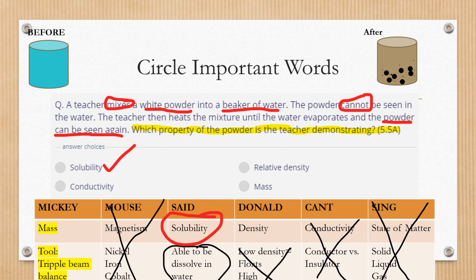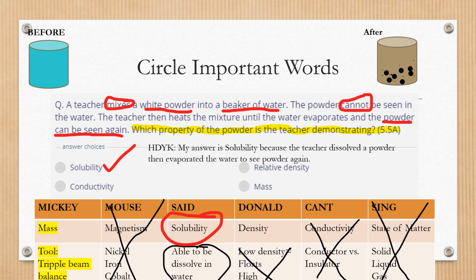Next, I'm going to write my evidence. My answer is solubility because the teacher dissolved a powder, then evaporated the water to see the powder again.